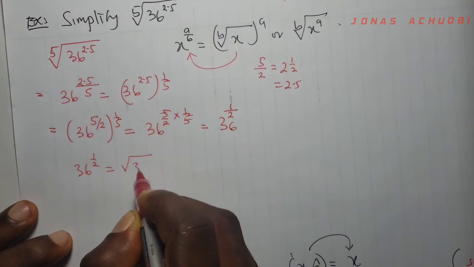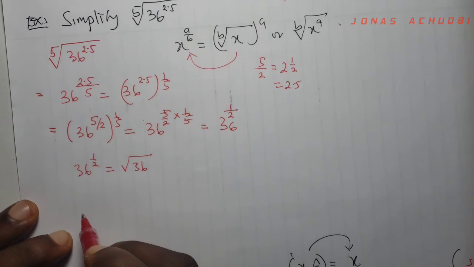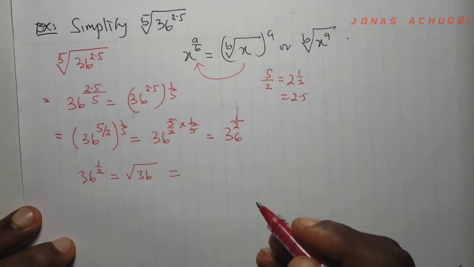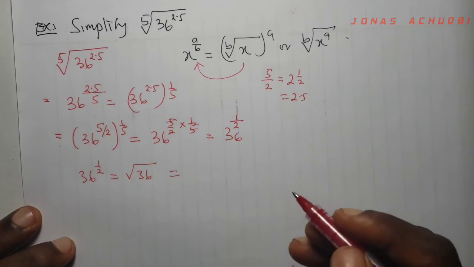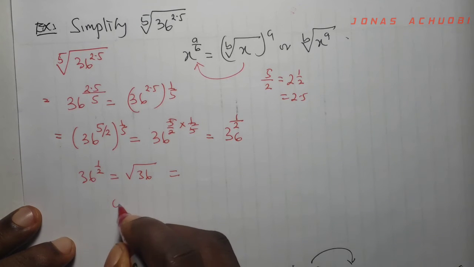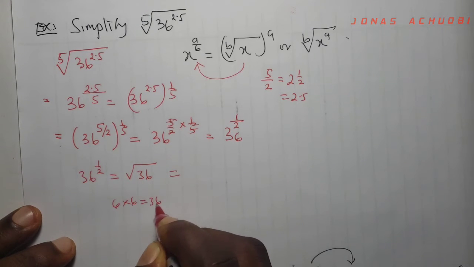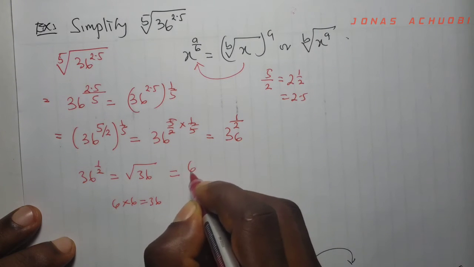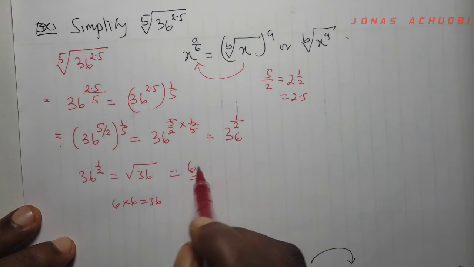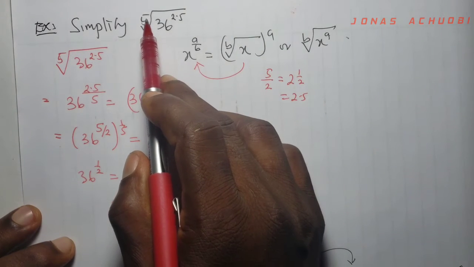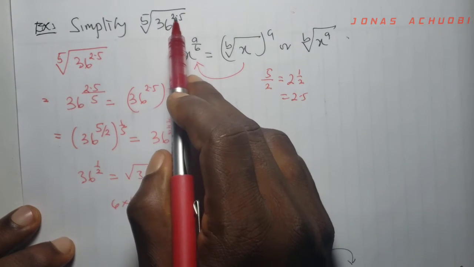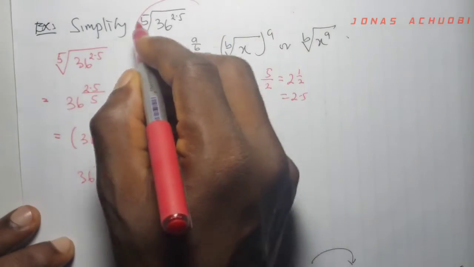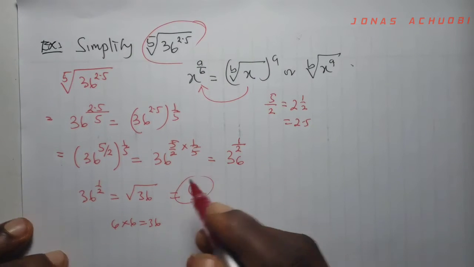This simply means the square root of 36 raised to the power 1, which is the same thing. So the square root of 36 means what? The number that can multiply itself 2 times to get 36. What number is that? It is 6, because 6 times 6 is 36. Therefore, the square root of 36 is 6. And by so doing, this expression that looked like this, the 5th root of 36 raised to the power 2.5, has been simplified to just what? To 6. So what you see here and 6 are just equivalent.